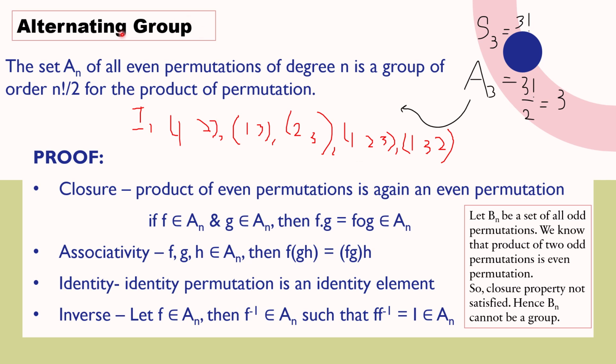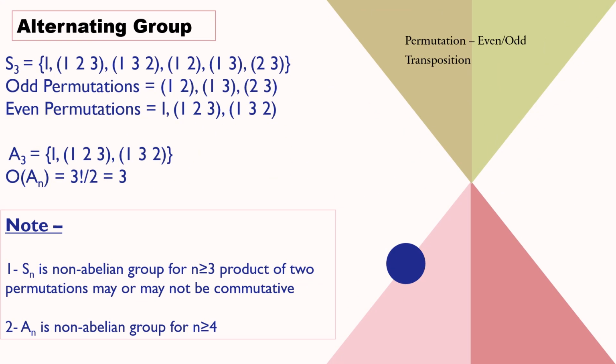That is why the alternating group has only even permutations, because only in even permutations is this property of closure true, and the rest of the properties as well, right? So that's how you perform this. Okay, here we see S3 itself. All permutations are (1 2), (1 3) and (2 3), and the even permutations are identity, (1 2 3) and (1 3 2). So A3 is equal to {I, (1 2 3), (1 3 2)}, and the order of An is n factorial by 2, so for A3, 3 factorial by 2, which is equal to 3.